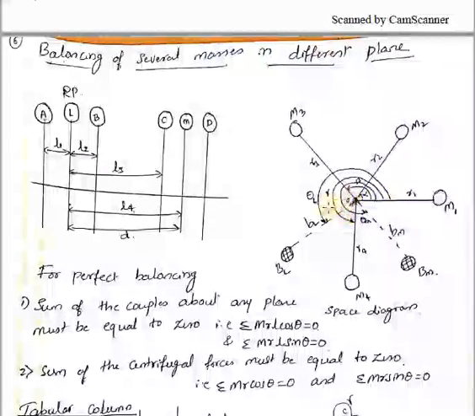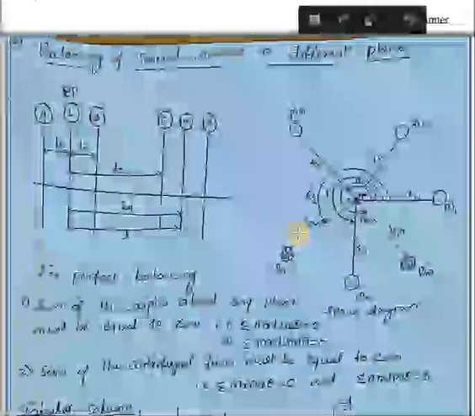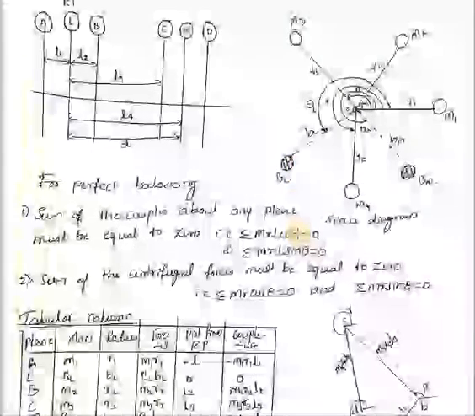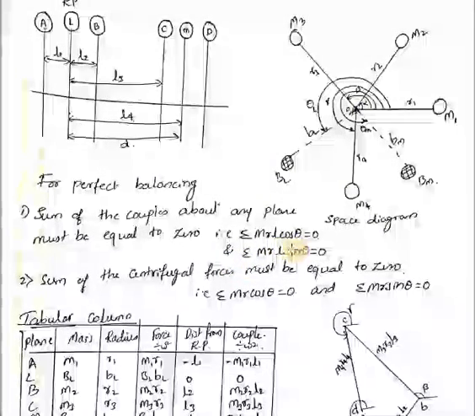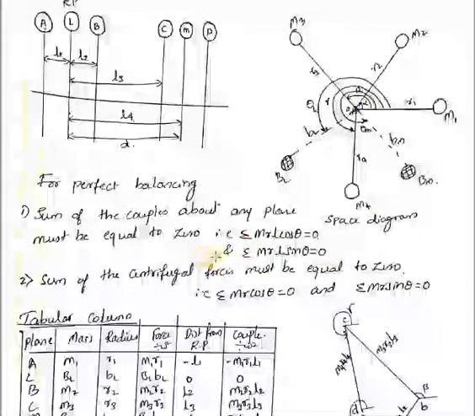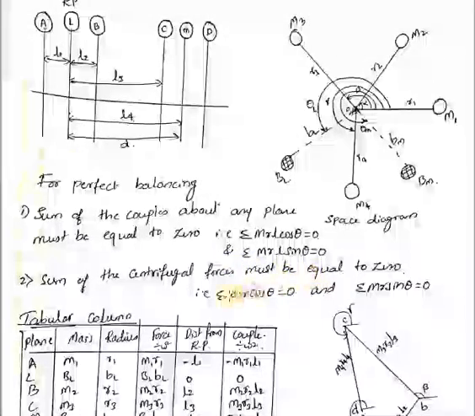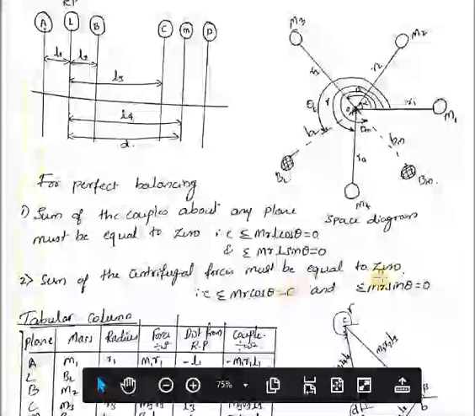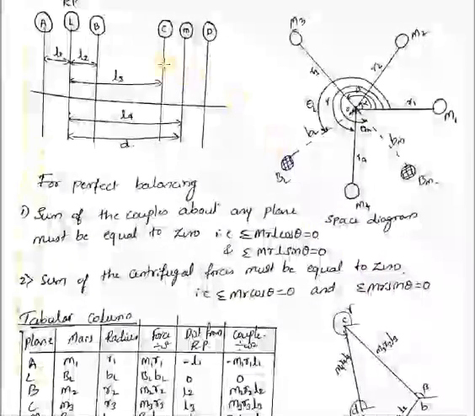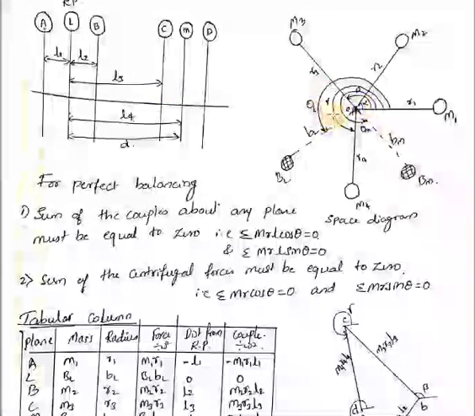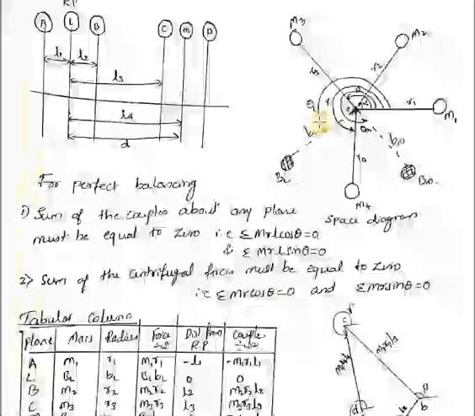So for perfect balancing, the sum of the couples about any plane must be equal to 0. The summation of MRL cos theta equal to 0 and summation of MRL sin theta equal to 0. Similarly, the sum of the centrifugal forces must be equal to 0. Summation of MR cos theta equal to 0 and summation of MR sin theta equal to 0. So in such cases, the first step is you need to construct this line diagram, then this space diagram. After that, you need to construct the tabular column.